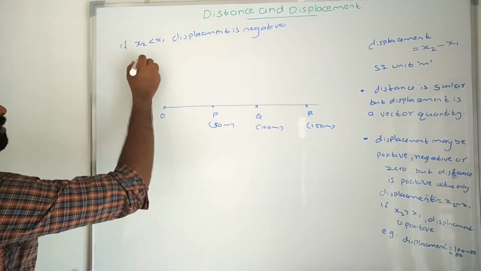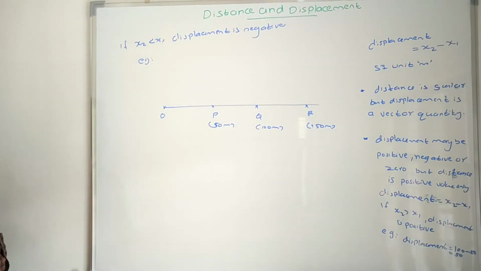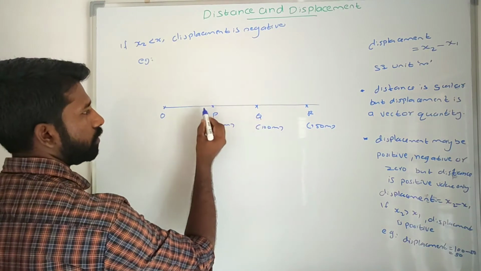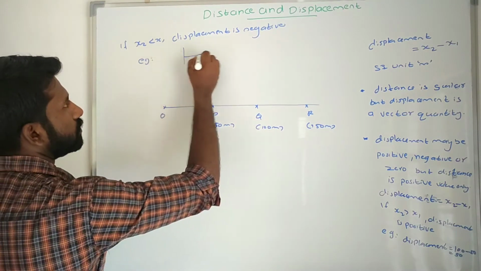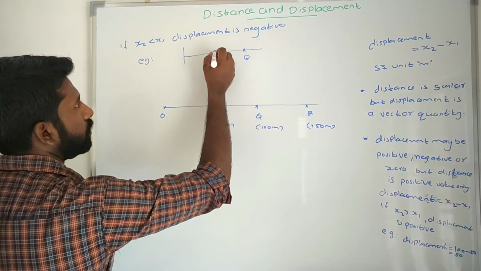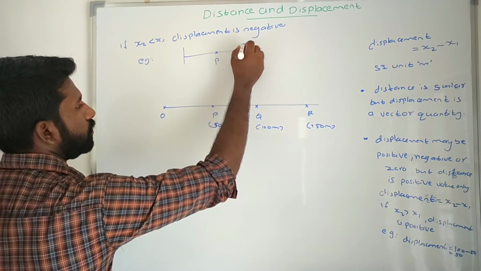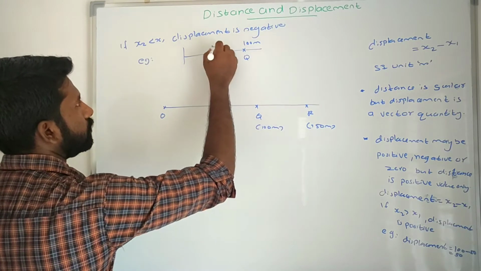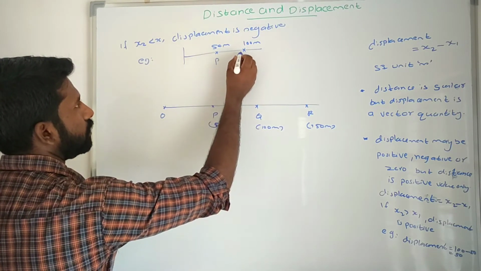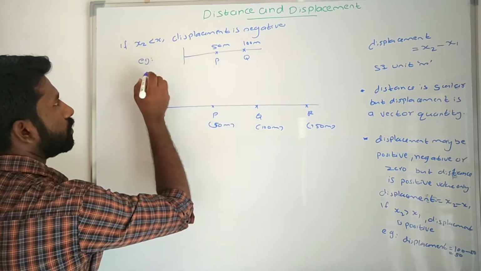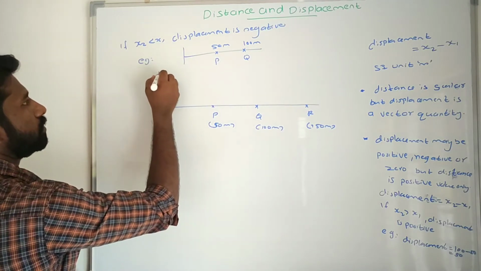Take it as an example. Initially the object is at Q, and it is coming to P. Q is how much distance? It is 100 meters, and P is 50 meters. So what is the final position?